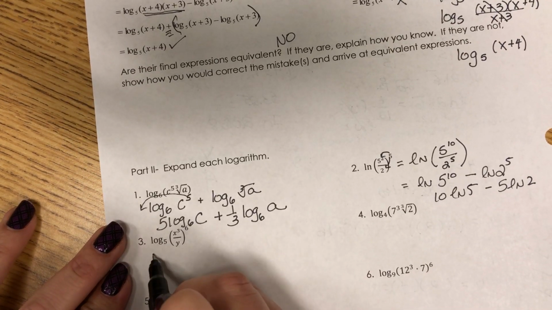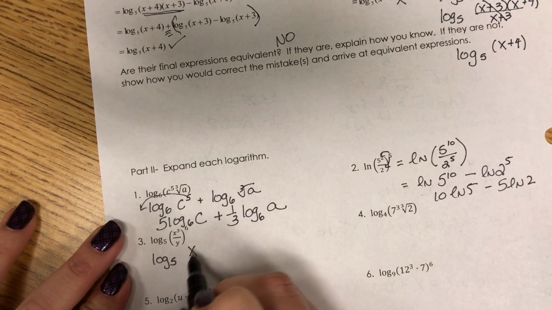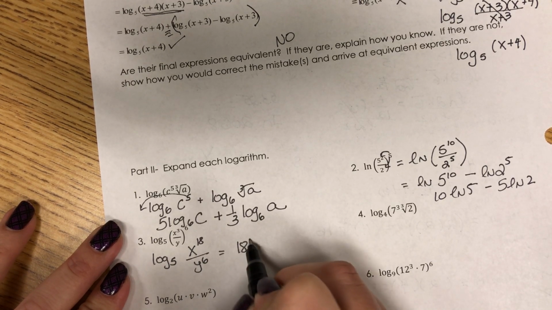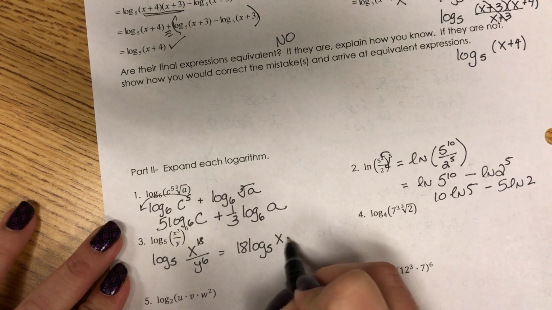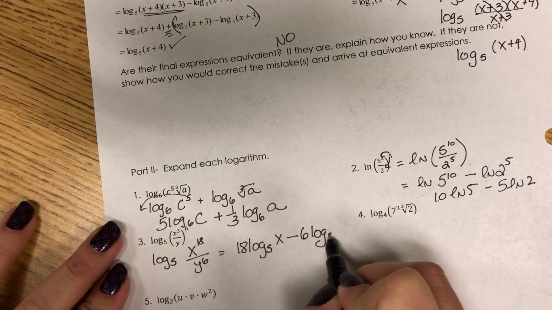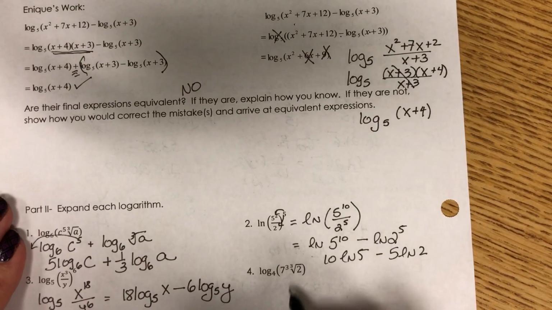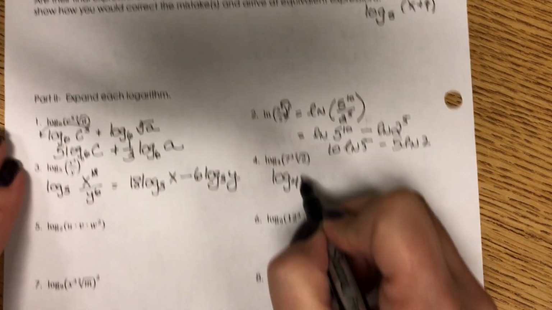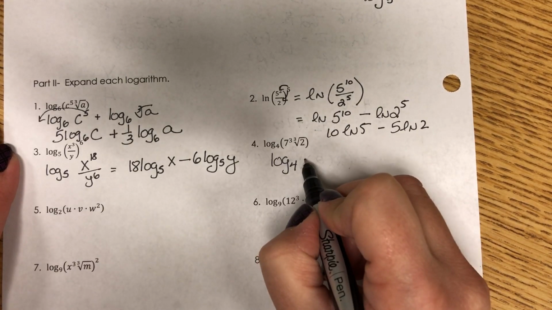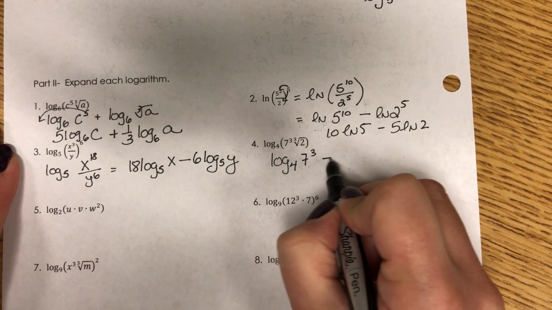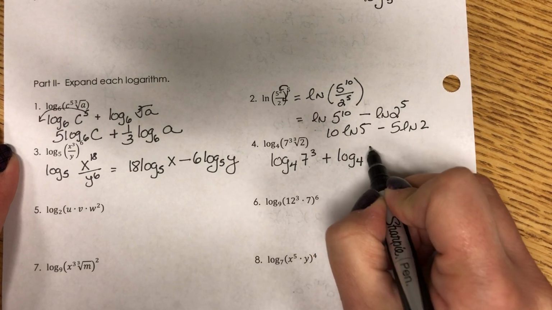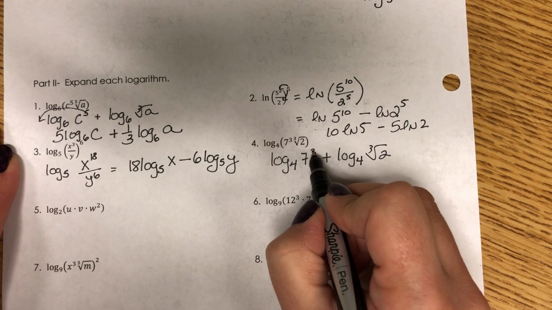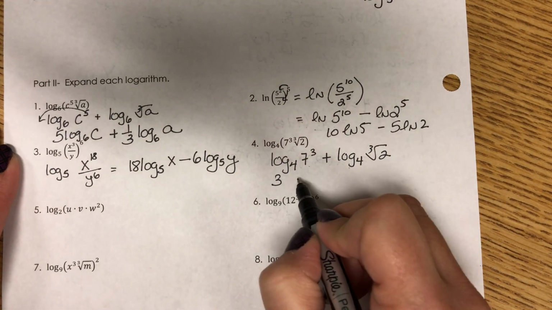I'm going to do the same thing with this 6. We've got log base 5. That's going to be x to the 18th, y to the 6th. So we get 18 log base 5 of x minus 6 log base 5 of y. Multiplication again. We're going to add the log expressions. Then the exponent becomes the coefficient.